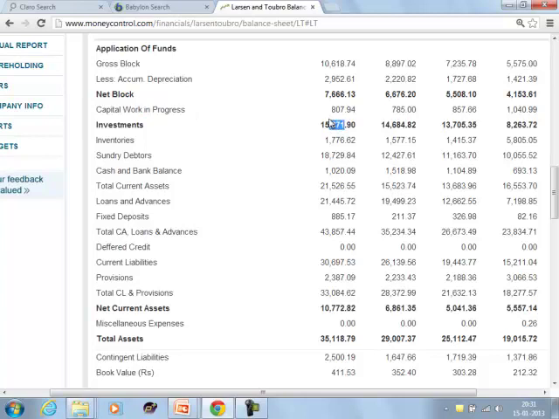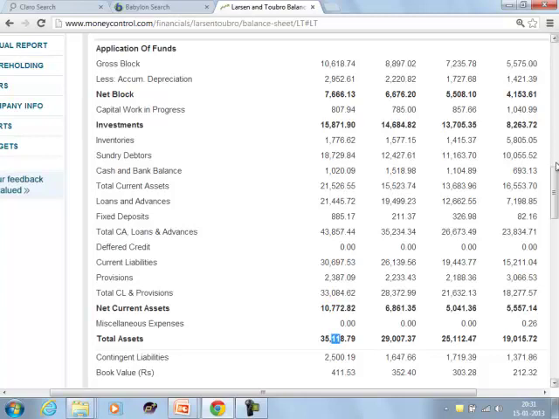Investments 15,000, and then you would be able to see here inventory, debtors, cash, total current assets. Okay, so current assets minus current liability has given them net current assets, which we call working capital. So working capital 10,772. And then total assets 35,000.